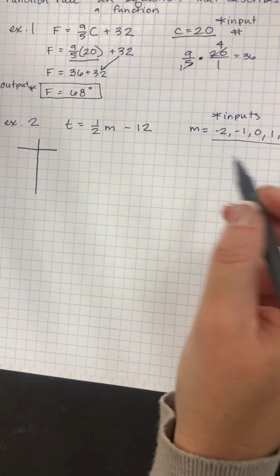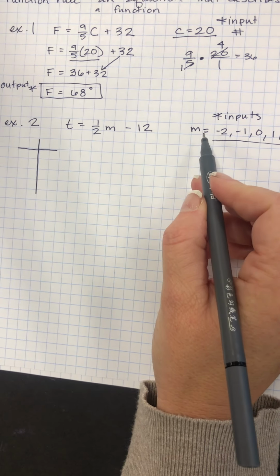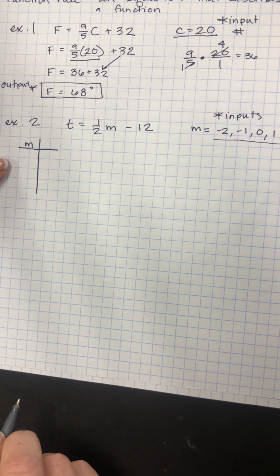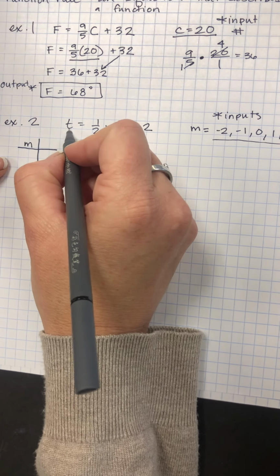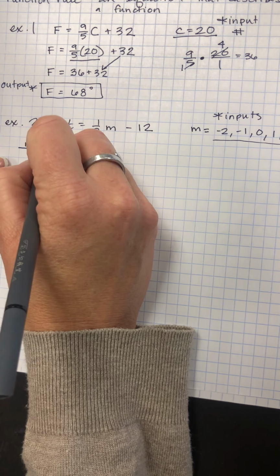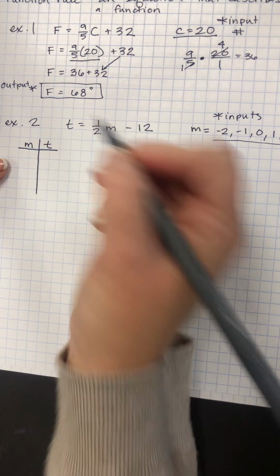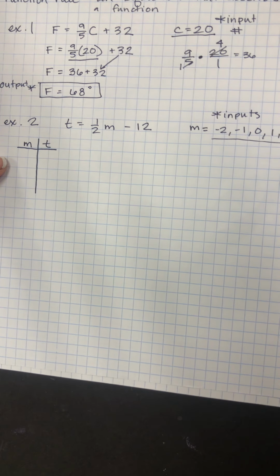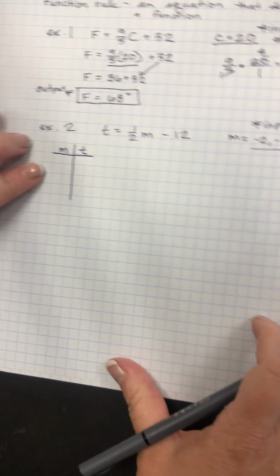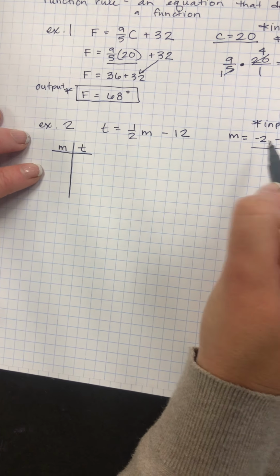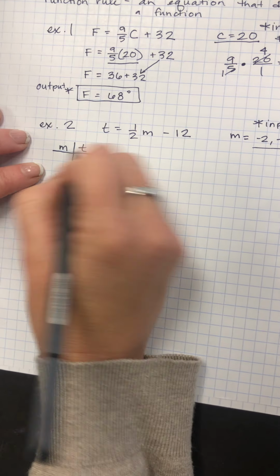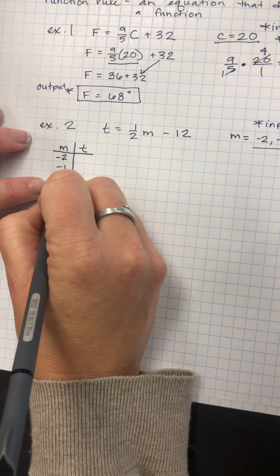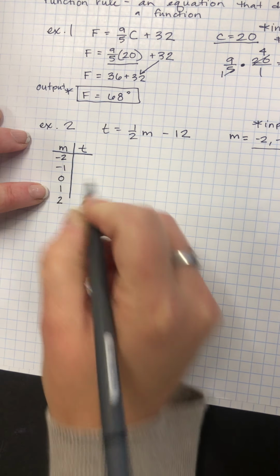I have no idea what these things stand for, but M was given to me in the problem, so I'm going to put M on the left as my input. And then T is also in my problem, and T is after the equal sign, so that's my answer, right? My output. So I'm going to put that on the other side. And then to build my table, I'm going to use the numbers that were given to me. So I'm just going to start with the same order. So -2, then -1, then 0, then 1 and 2.